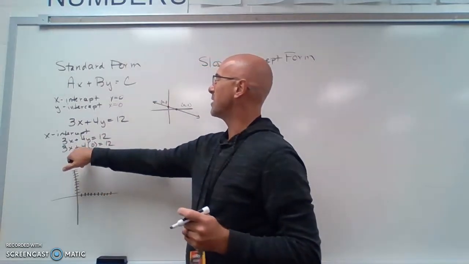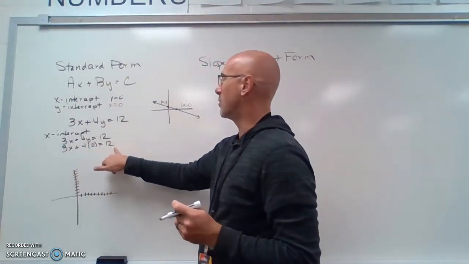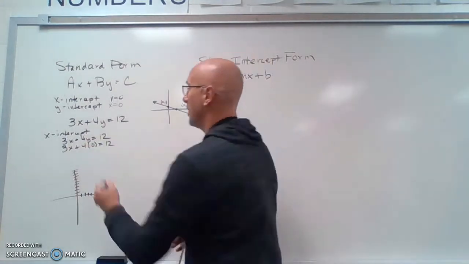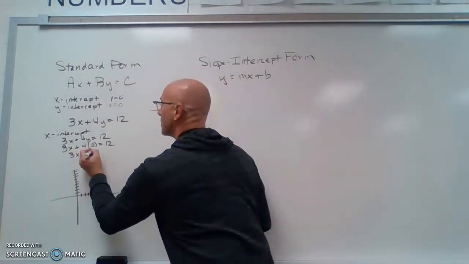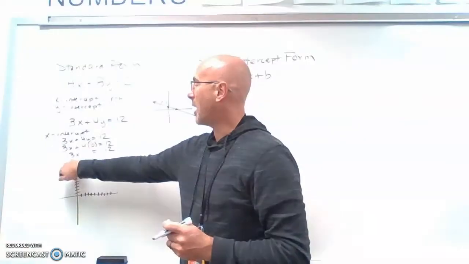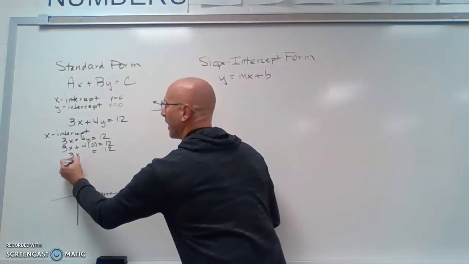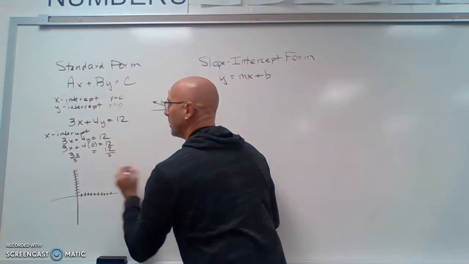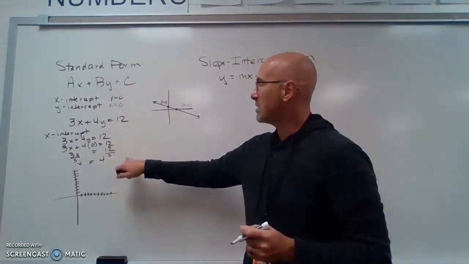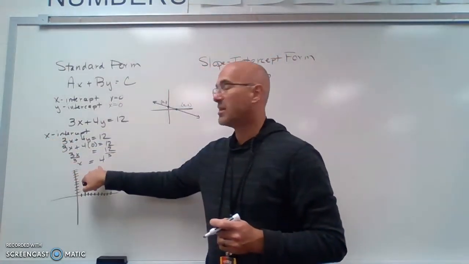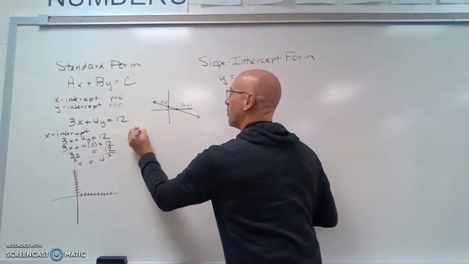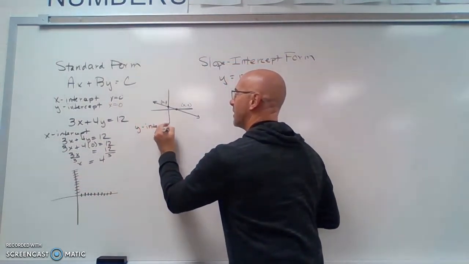So 3x plus 4 times 0 equals 12. Well, we know anything times 0 drops off. That equals 0. So we are left with 3x equals 12. Now we can divide by our coefficient. So we're going to divide both sides by 3. x equals 4. So this means our x-intercept is at 4. Let's hold that thought. Let's find the y-intercept.